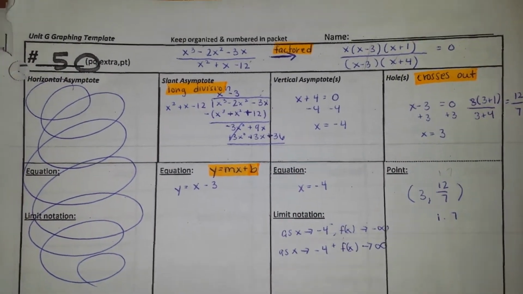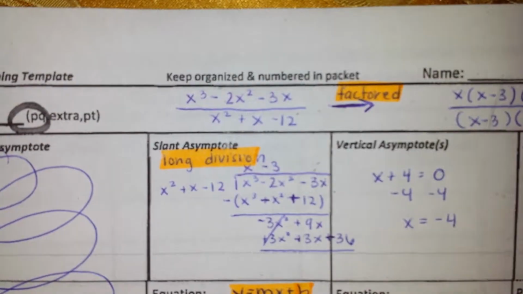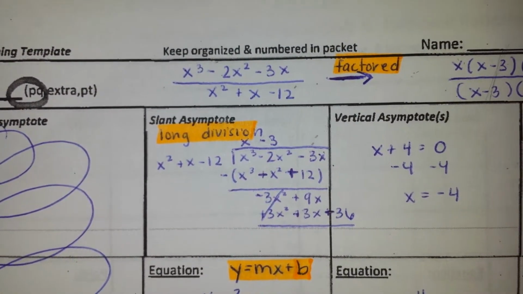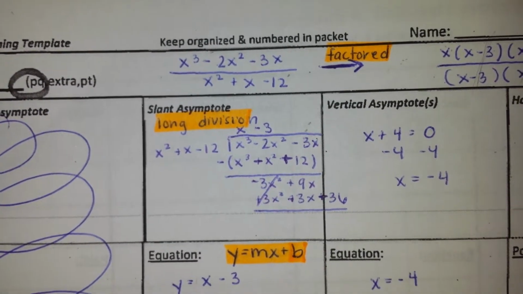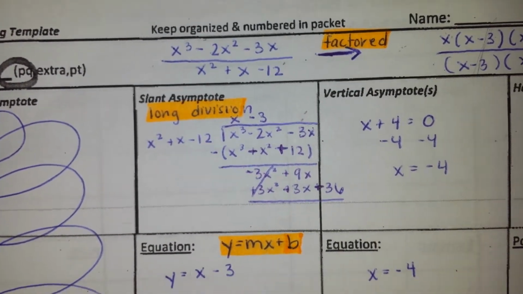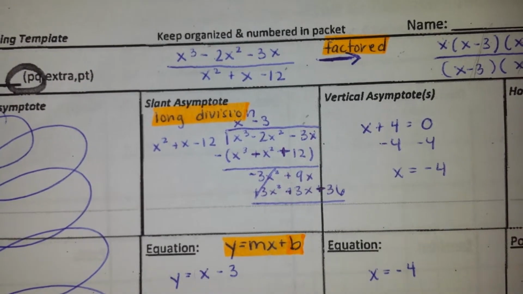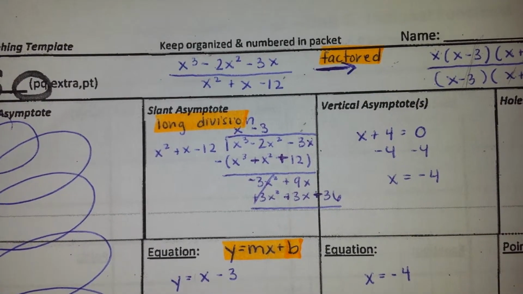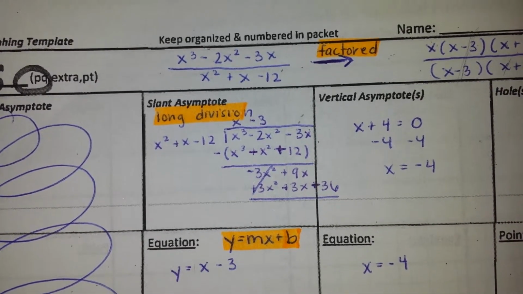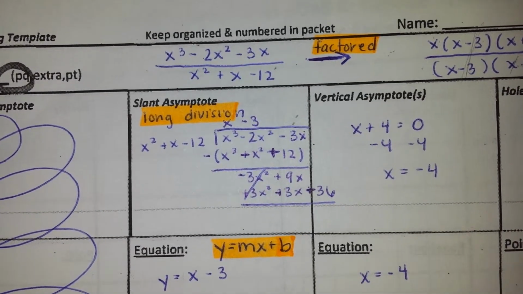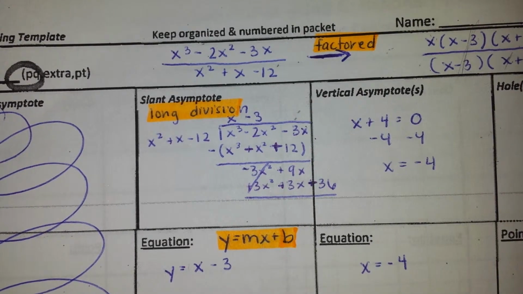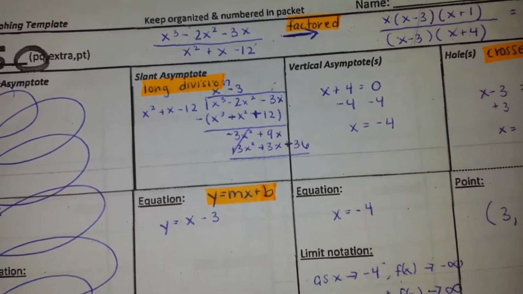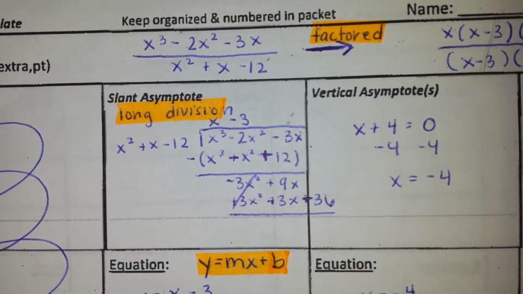Today I'll be teaching you how to find the slant asymptote, vertical asymptotes, and holes for a given equation. My equation is x cubed minus 2x squared minus 3x over x squared plus x minus 12. You can tell that we have one degree higher on top than on the bottom, so that should already indicate that we're going to have a slant asymptote, and we're going to have to do long division to get it done.